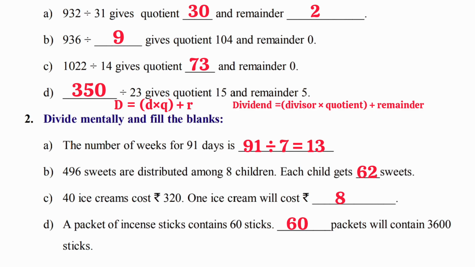Next, third one: 40 ice creams cost rupees 320. One ice cream will cost rupees, so you have to divide 320 by 40, you will get answer 8. So 8 is the answer. Next, a packet of incense sticks contains 60 sticks. Dash packets will contain 3600 sticks. So do the division. 3600 divided by 60, you will get answer 60. That's why write down 60. 60 is your answer. Okay, understood?